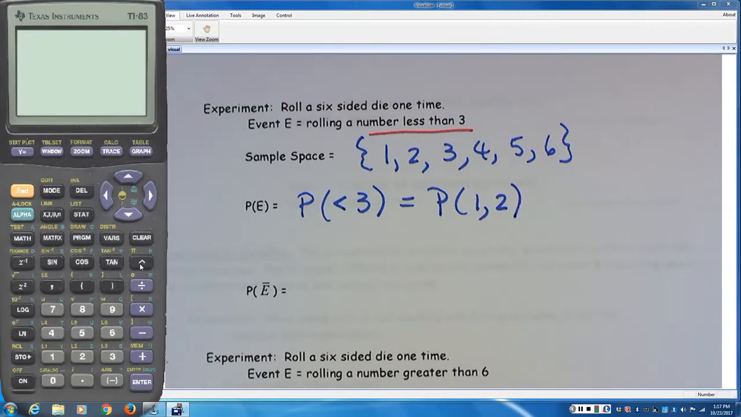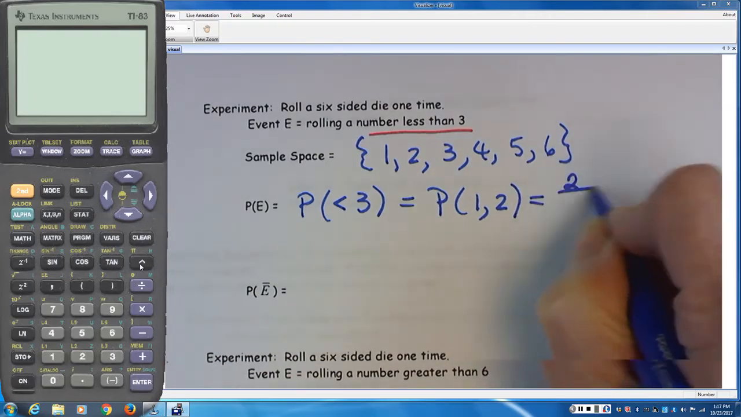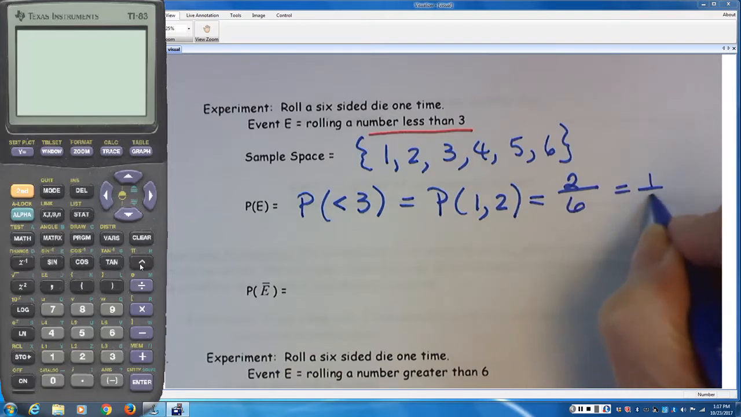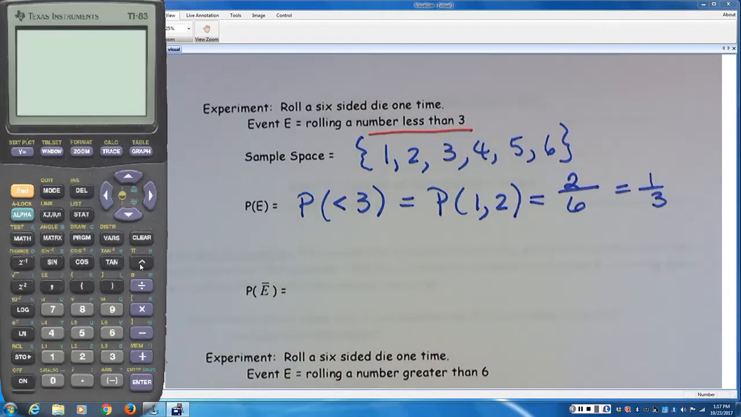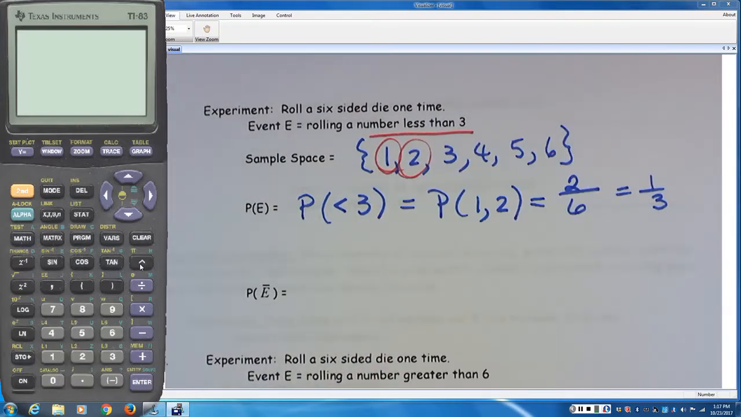That will be the probability of a 1 or a 2. That would be 2/6 or 1/3, because the only numbers less than 3 are the 1 and the 2. Now, if it said equal to or less than 3, you count the 3. But this said less than 3.